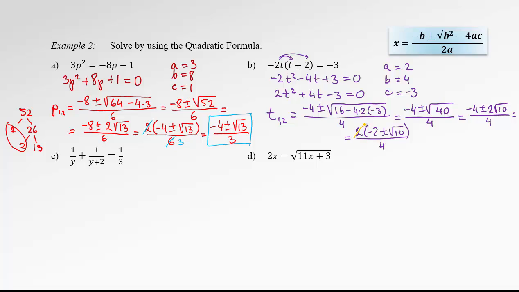And now we're ready to reduce the 2 with the 4, leaving the 2 in the denominator. So the overall answer is negative 2 plus or minus root 10 divided by 2. Here's our final solution. Most often we'll be expected to give the final answer in an exact form. That means using those roots in simplified form. If someone wonders approximately how much is that, then plug into the calculator and figure it out.